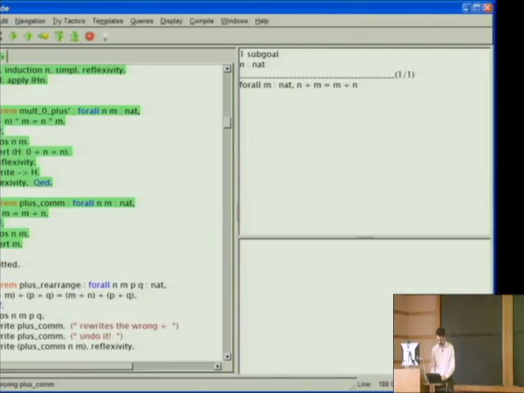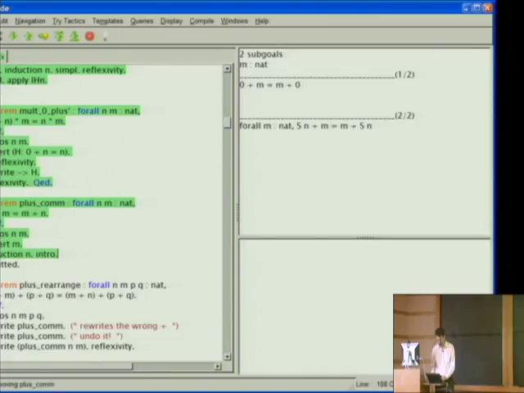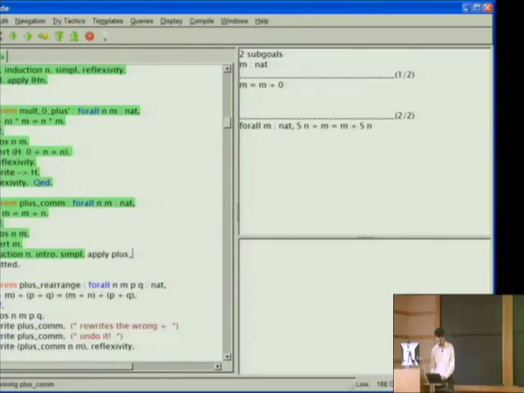And then I can now do my induction on n. And in each of these two sub-goals, now I can introduce the new m. And simplify and apply, what was the name of that theorem? Plus OR. No, that wasn't the name of the theorem.